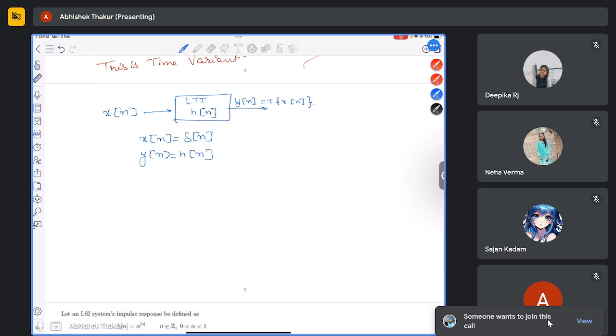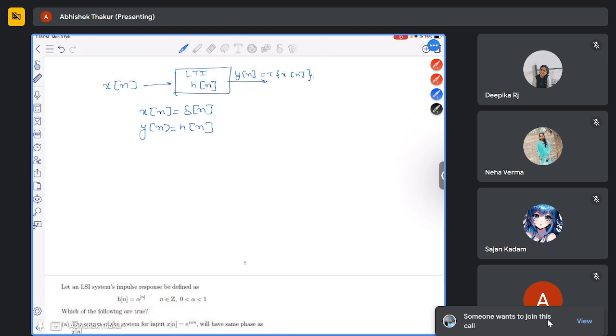Okay, so x[n] can be written as the summation, as we have studied in the lecture, of x[k] delta[n minus k], where k is equal to minus infinity to plus infinity. So this is just the shifting property of the impulse. A signal can be produced as the combination of weighted and shifted impulses.